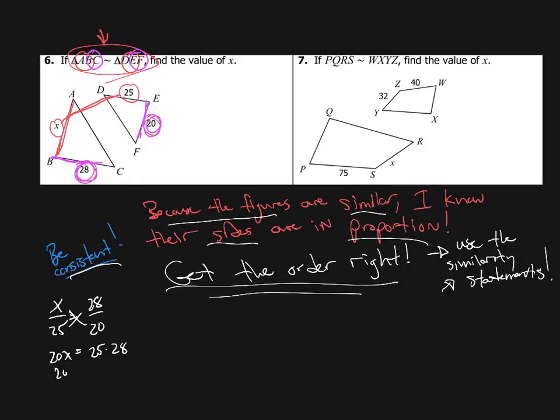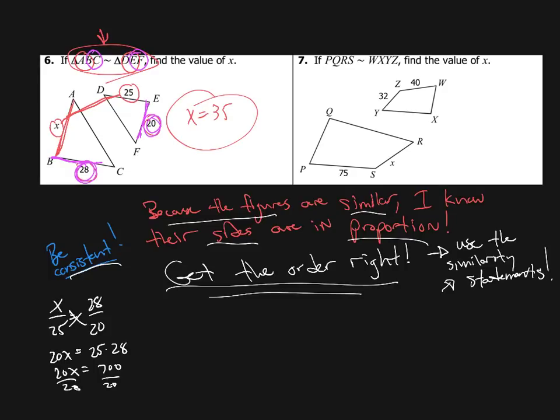So I'm going to get 20x is equal to 700. Divide by 20, divide by 20. And I ran out of space, so I'm just going to put my final answer up here. X is equal to 35, because that's what 700 divided by 20 is.